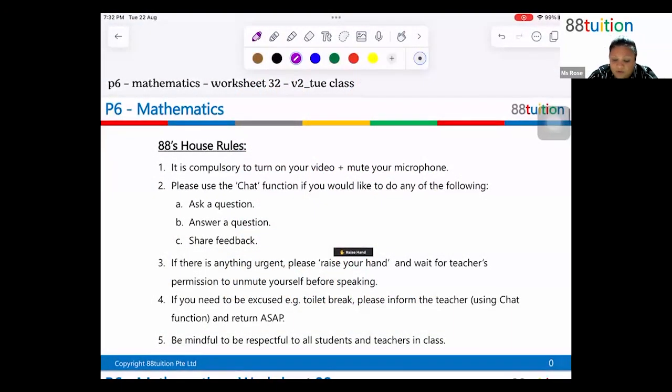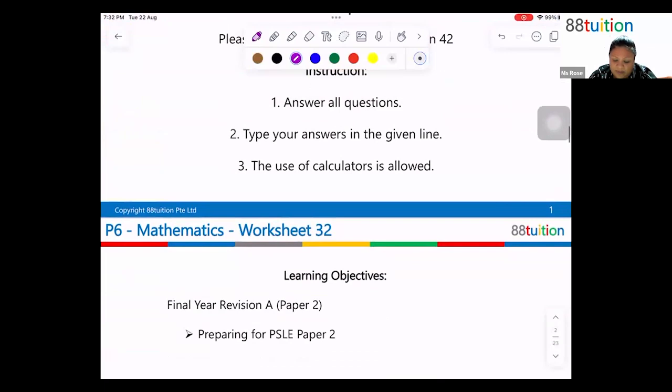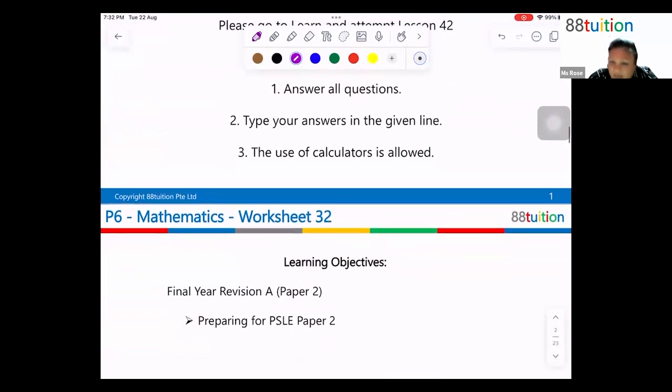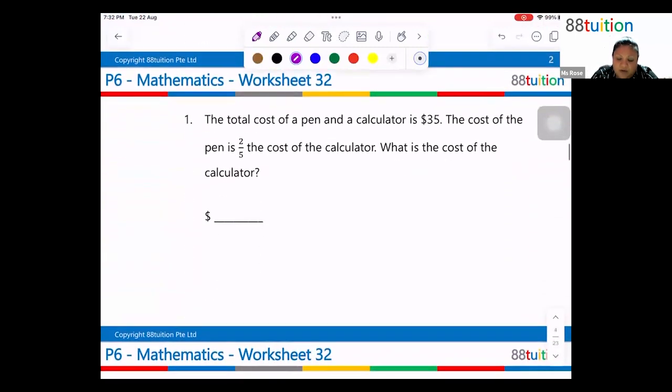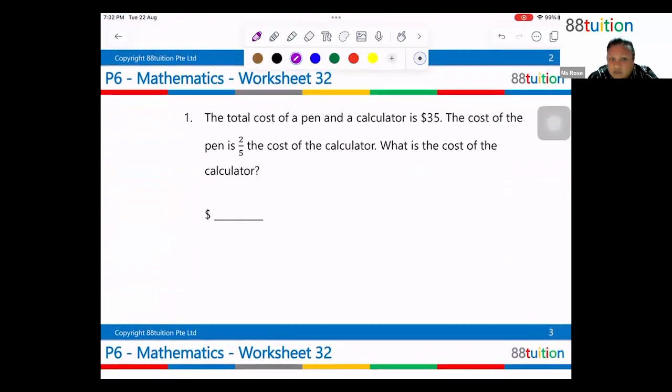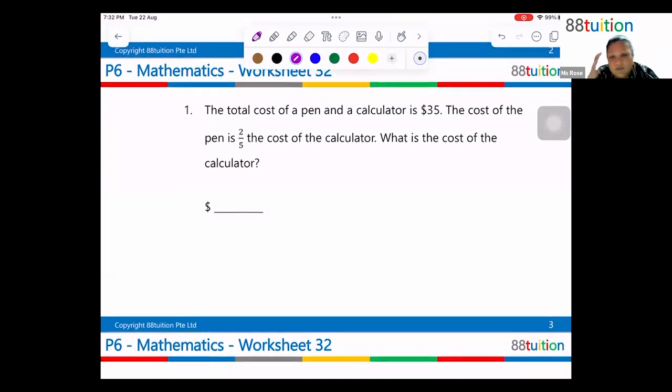Okay, now for question 1, so we did paper 1 last week. So we're going to do paper 2 today. Okay, so this is part of your revision towards prelim and PSLE. I think most of you, your prelims are done and dusted, but I think we're left with prelims for some of you. Okay, do share your results when you get them.